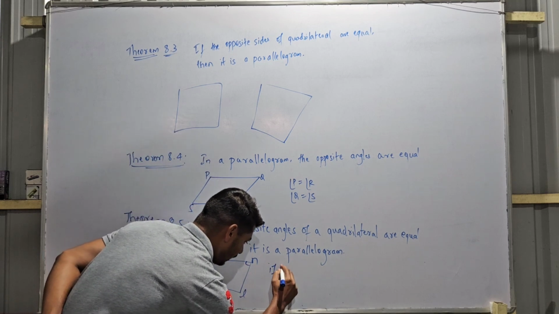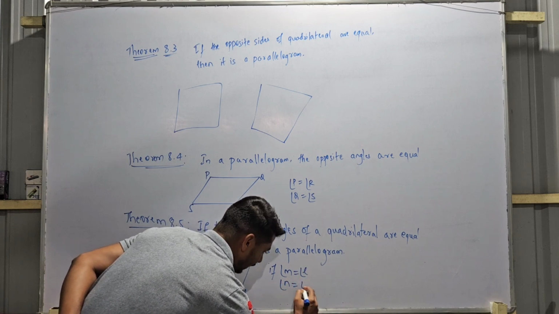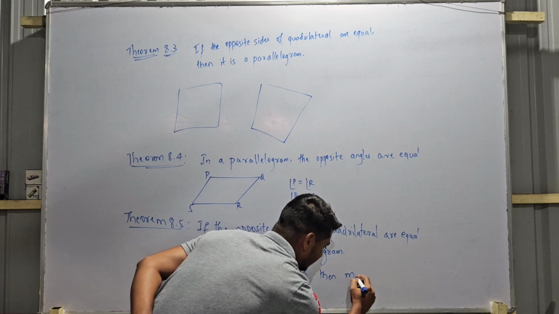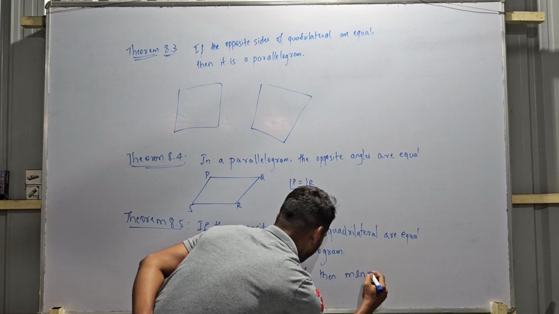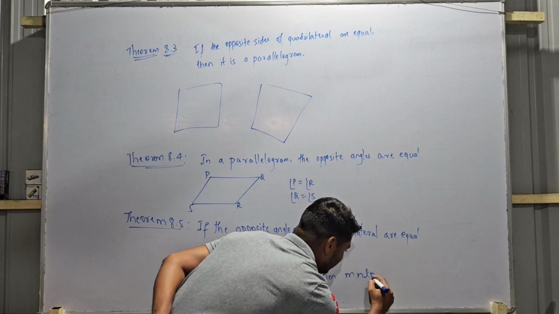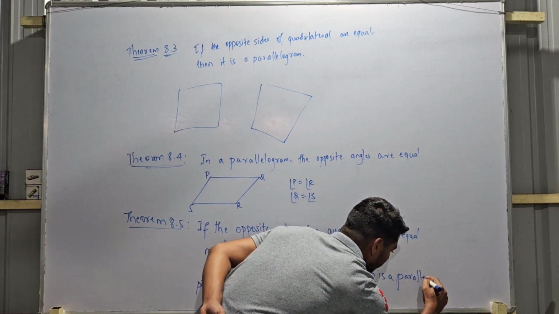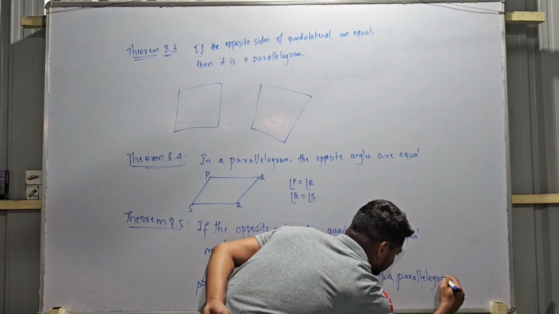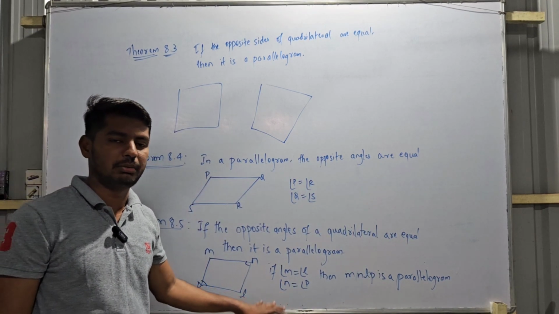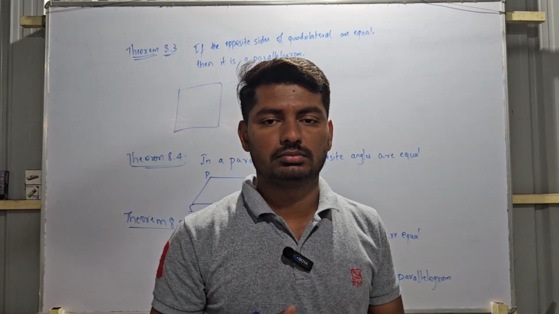If angle M equals angle L and angle N equals angle P, then MNLP is a parallelogram. So this is the statement of theorem number 8.4. This is the meaning of the theorem statement 8.5.